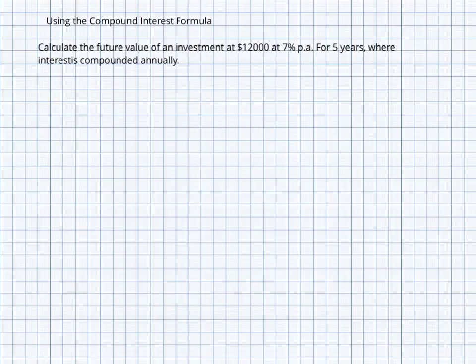Okay, so the first thing we do whenever we do these, we know it's compound interest, so let's write down our formula. So our formula is the future value equals present value times 1 plus the rate to the power of n. And as in simple interest, the rate's going to be a decimal. So in this one, let's pull out the information that we have.